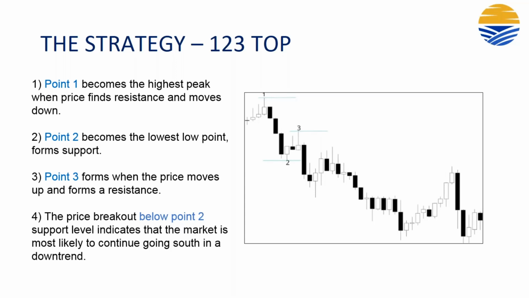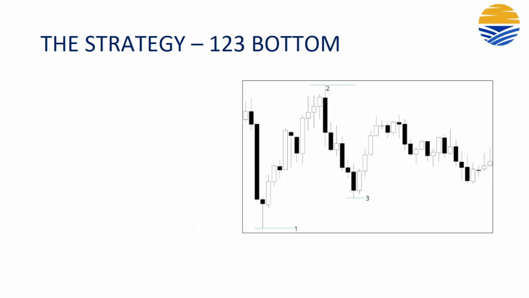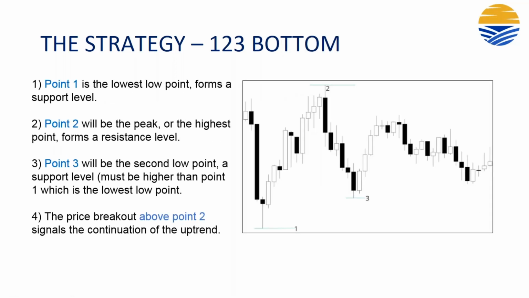So point 1 becomes the highest peak when price finds resistance, it then starts to move back down. Once we stop making these lower lows and pull up, we get our number 2. Once we stop making these lower highs and pull back, we get our number 3. 1, 2, 3. 1, 2, 3 top traders know that we're looking to get short on breaks or closes below the number 2, which you can see precisely what happened there on that next bar.